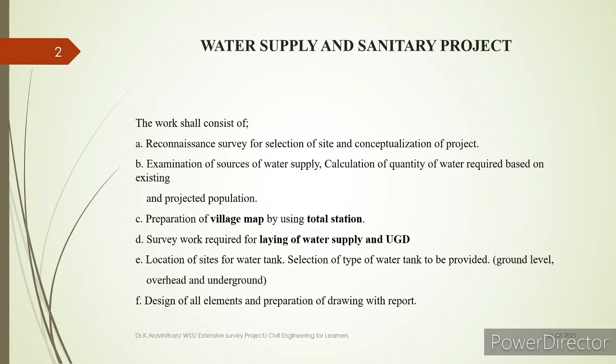Here we will be discussing this. For this type of project, first a reconnaissance survey for selection of site and conceptualization of the project is required, which is done earlier with layout and planning. So for that same area, we will be providing water supply and sanitary for those layouts. This is our aim for this project, and examination of the source of water supply. This part is covered under the new tank project.